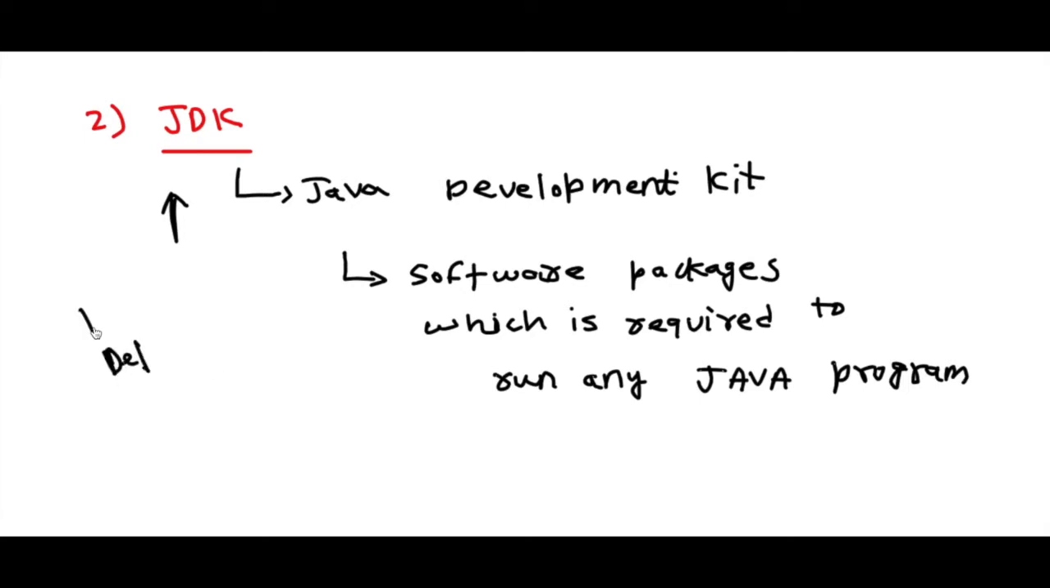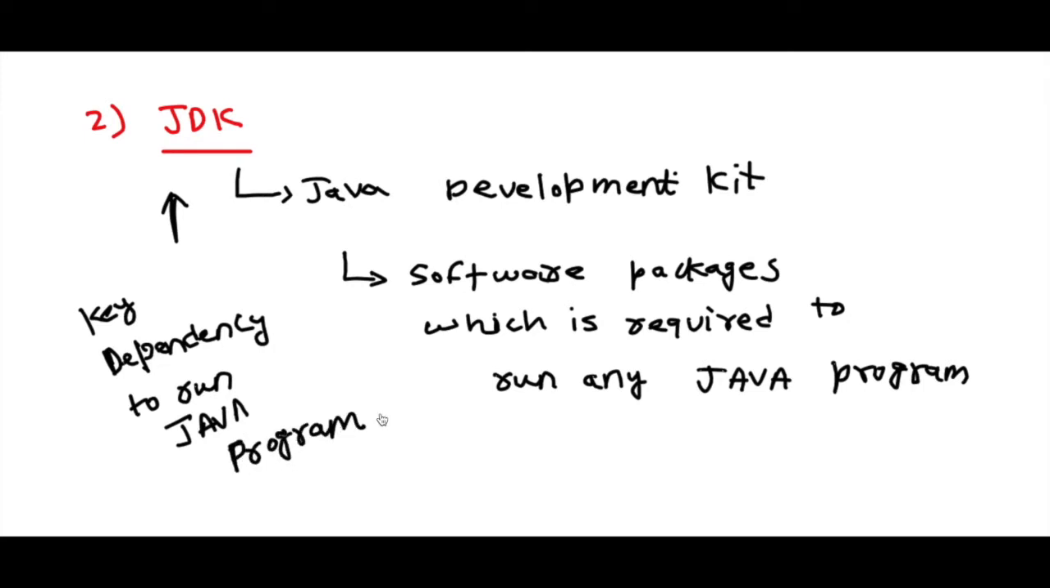So JDK is a key dependency to run a Java program. If JDK is not installed on your operating system, then you would not be able to run your Java programs in any way. So this kit, the Java Development Kit, is required to be set up on the operating system.